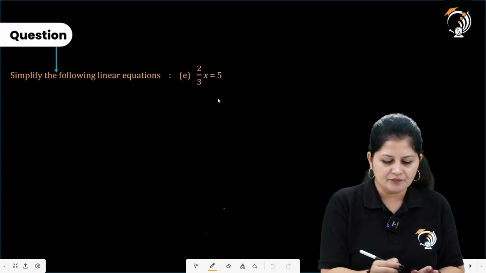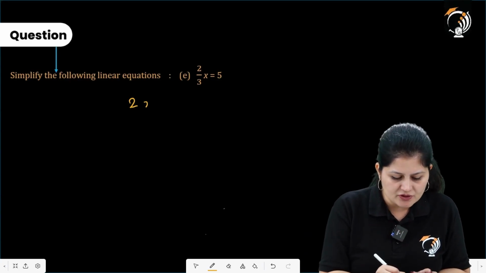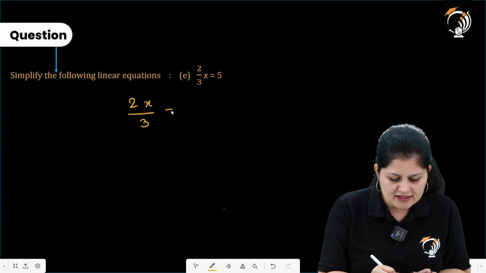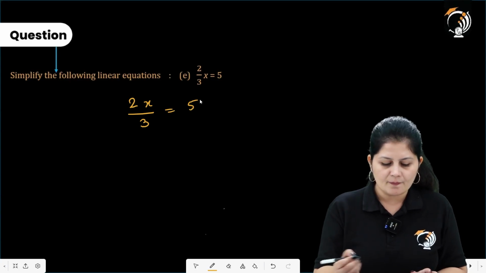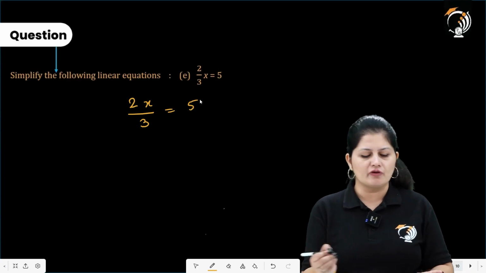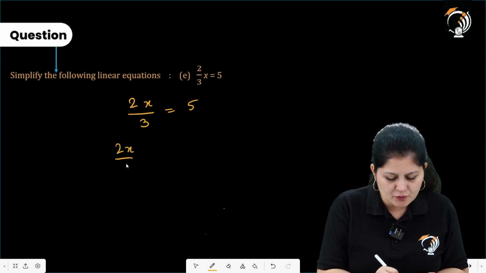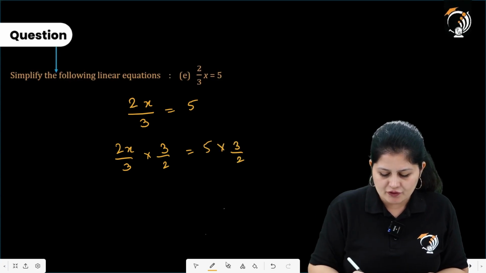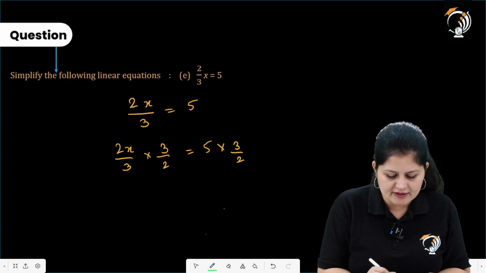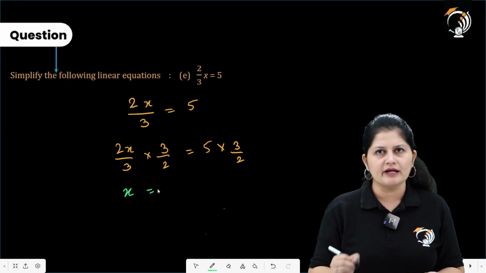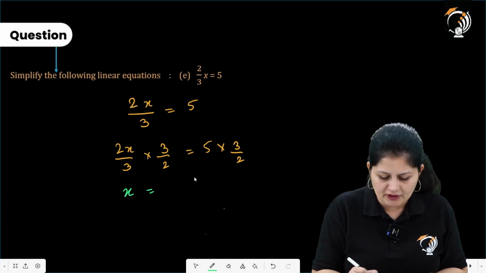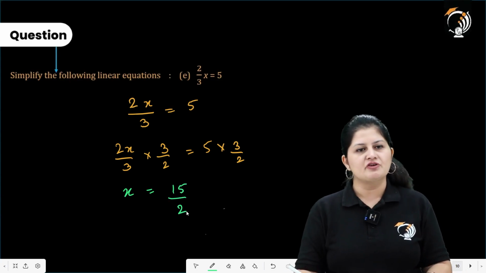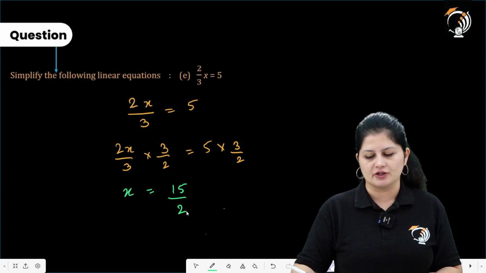Is that clear? So here this goes as 2x over 3 is equal to 5. So let's multiply with 3 over 2 on both the sides. So this is going to be 2x over 3 multiplied with 3 over 2 is equal to 5 multiplied with 3 over 2. What we are getting here is we are left with only x on the left hand side, while the term on the right hand side is 15 over 2, which is going to be your answer to the question here.